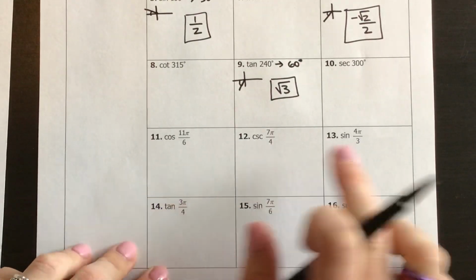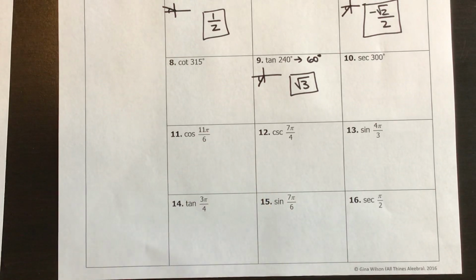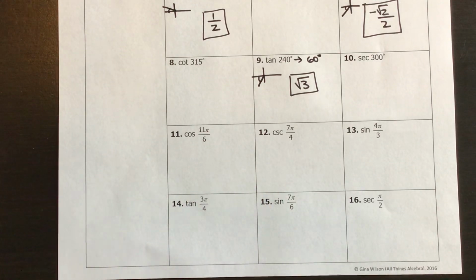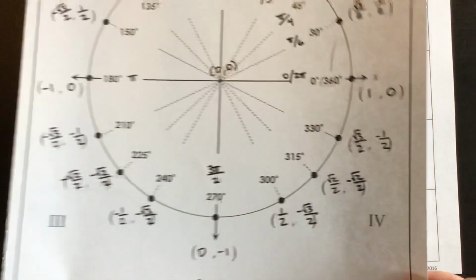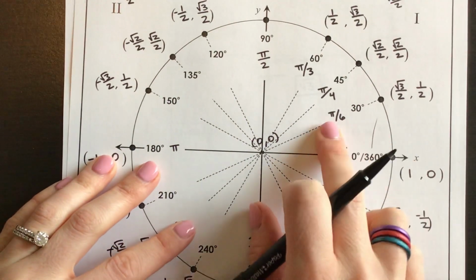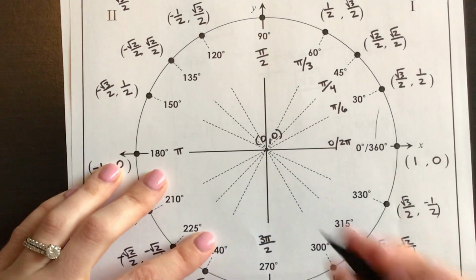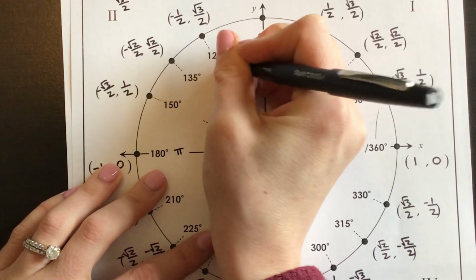All right, last little section here, we're going to move on and do some radians. So cosine of 11 pi over 6. Okay, if you need to, you can remind yourself of where exactly that is on the unit circle. 11 pi over 6. Let's fill some more of these out. So pi over 6, remember this is 1 pi over 6, 2 pi over 6, 3 pi over 6, 4 pi over 6, which reduces down to 2 over 3.